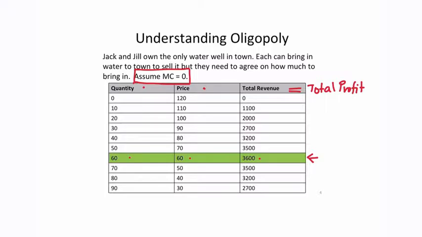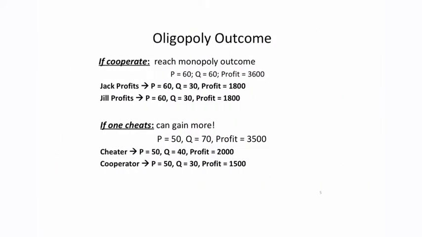They're going to split this evenly, so Jack is going to produce a quantity of 30 units of water and Jill is going to produce a quantity of 30 units of water, each of them charging a price of $60. Now, if they cooperate, they can reach the monopoly outcome. The price is $60, the total quantity of water is 60 gallons, and the total profit that they can make is $3,600. Jack's profits, therefore, will be $1,800, price times quantity, and Jill's profits will be $1,800.